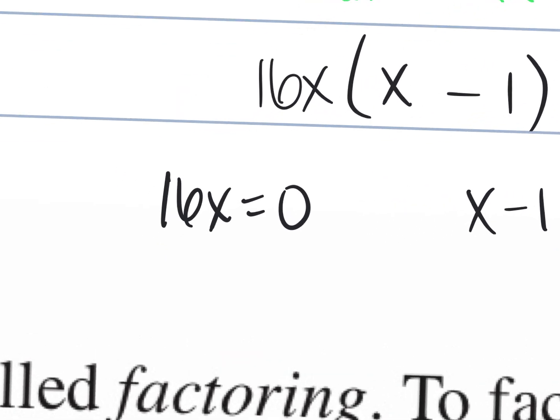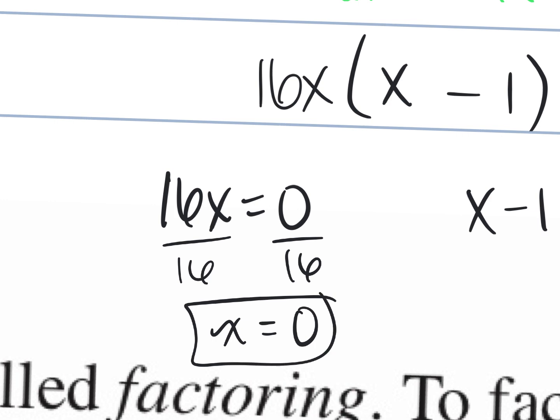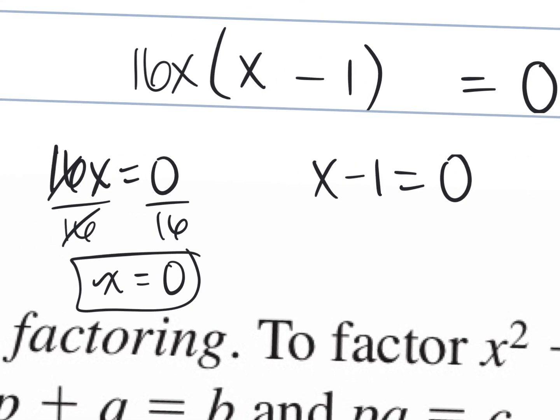How do you solve 16x equals 0? Divide by 16. What's 0 divided by 16? 0. So x is 0, because the 16s will cancel. And over here, add 1 to both sides. So x equals 1. That's how you get your answers of 1 and 0.